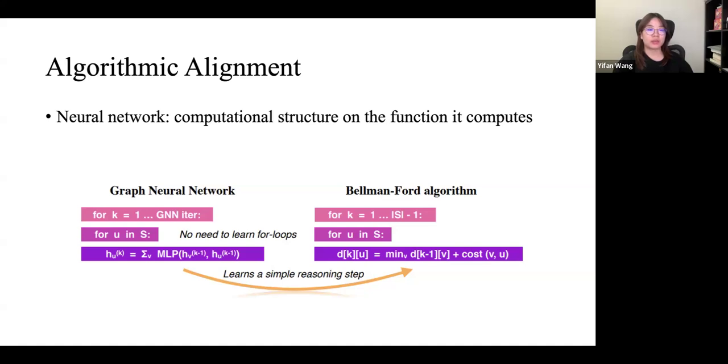So here is an example, as this figure shows. It compares the iterative reasoning process of a graph neural network and the Bellman-Ford algorithm for shortest path. We can see that the last step in the Bellman-Ford algorithm is similar to the reasoning process in the graph neural network, because the information is iteratively aggregated and propagated. And also, the graph neural network does not need to explicitly learn the outside for loops, because the iterative reasoning process is built into the graph neural network structure. Therefore, this is a very good example of algorithm alignment.